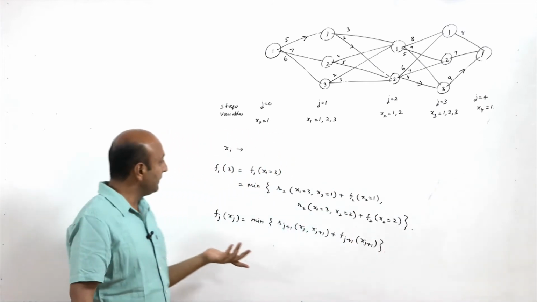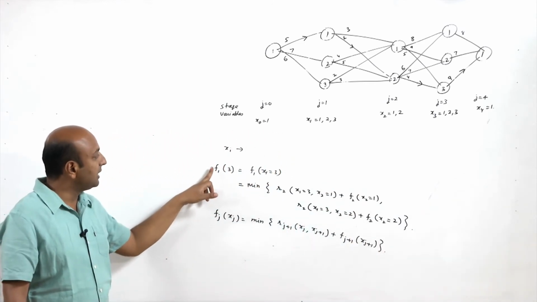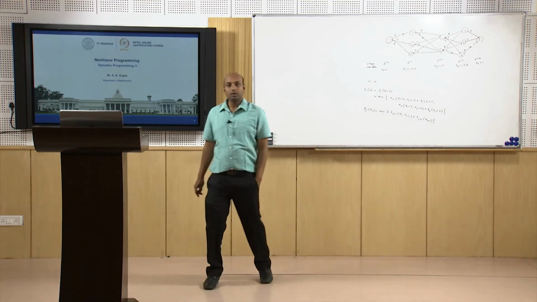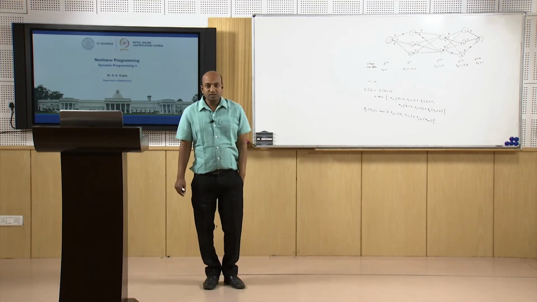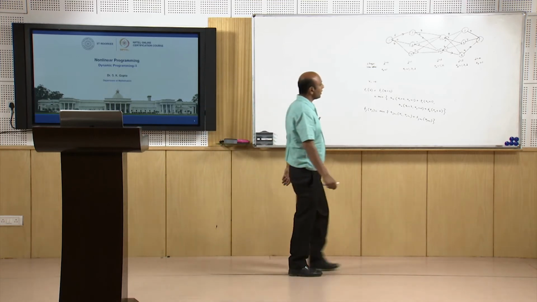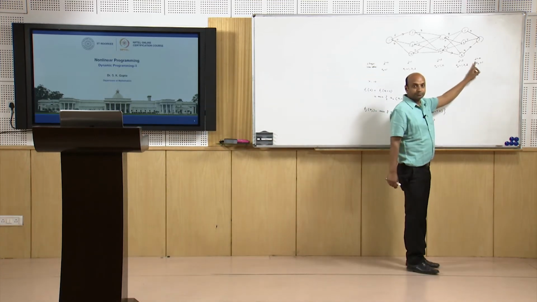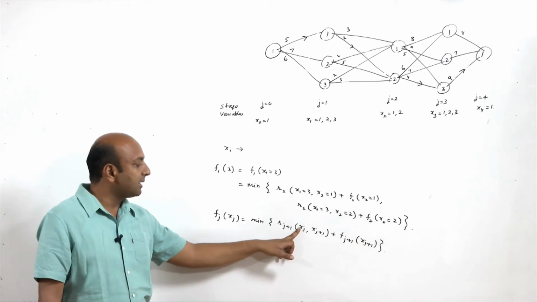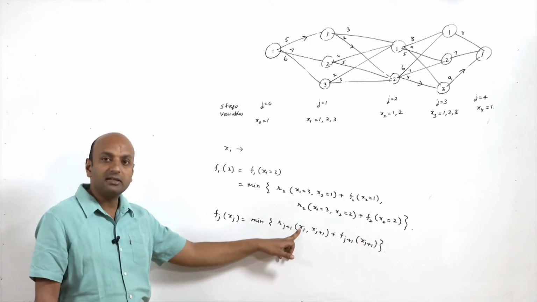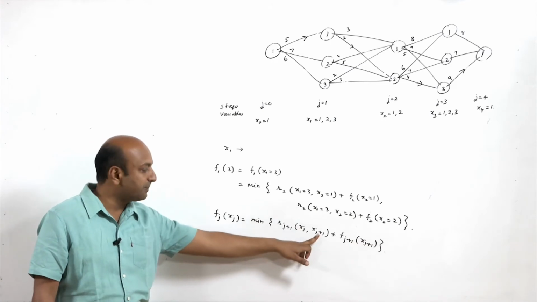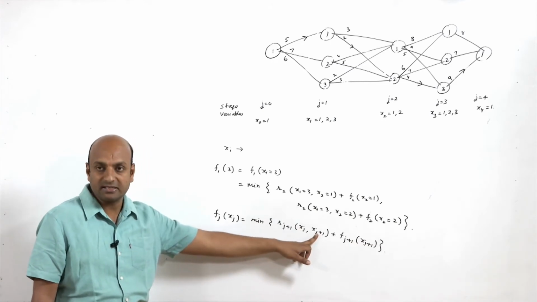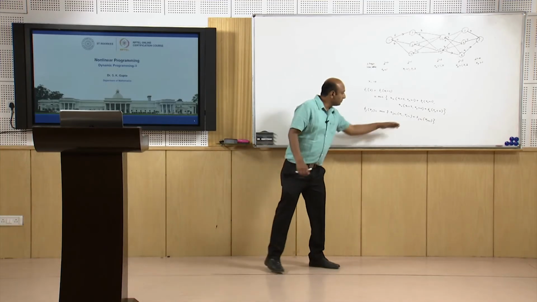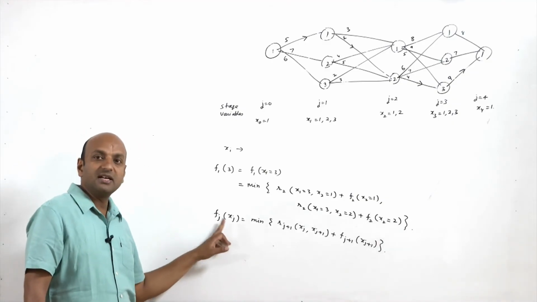Then we define fj xj. fj xj is nothing but the minimum distance from node xj in the jth stage to node x4 equal to 1 in the 4th stage, and r j plus 1 x j plus 1 is the arc length from xj in the jth stage to x j plus 1 in the j plus 1th stage. The minimum of this over the choices will give fj xj.